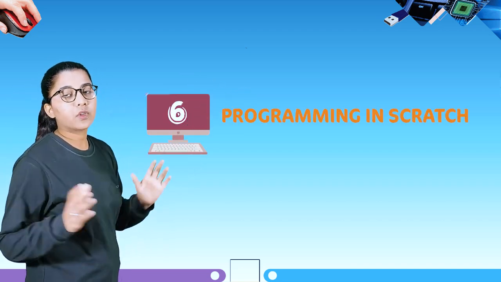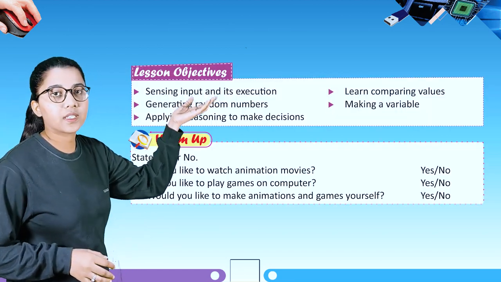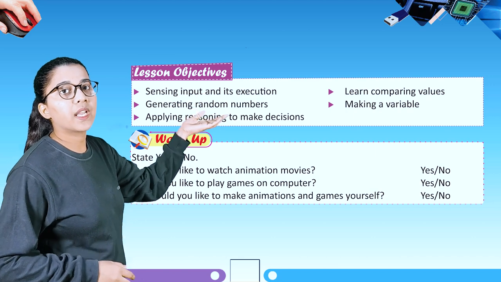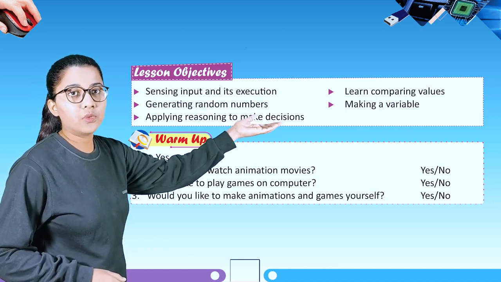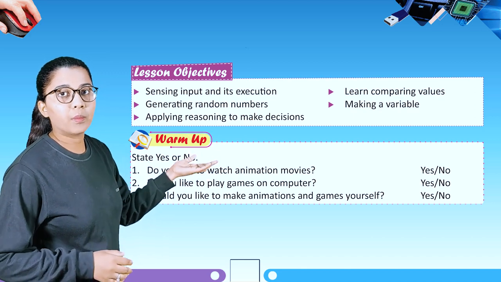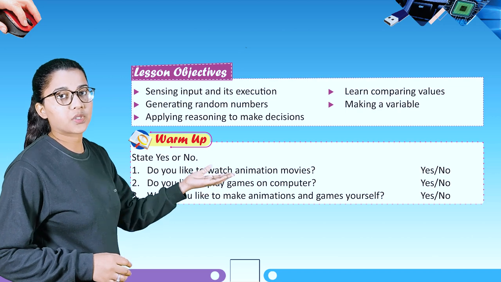So students, before we start our chapter, we have some lesson objectives, that is sensing input and its execution, learn comparing values, generating random numbers, making a variable, applying reasoning to make decisions.